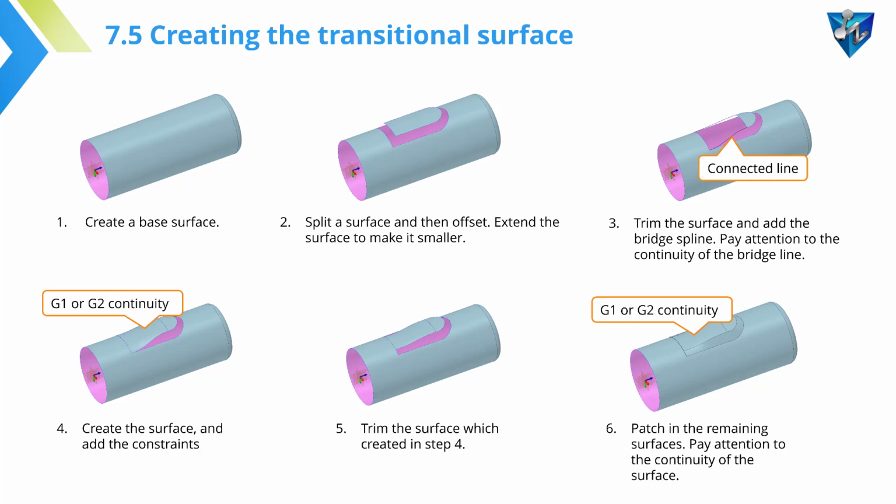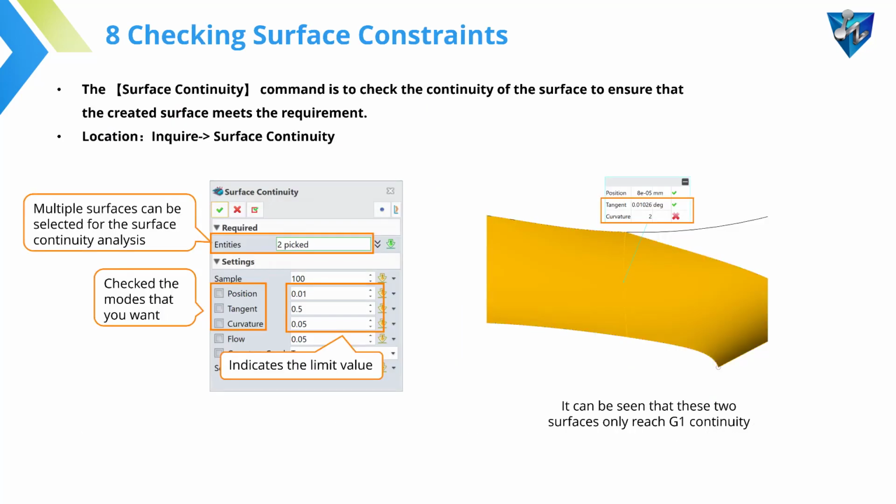I will show how to create the transitional surface in ZW3D. Finally, there is a checking tool for surface continuity. You can use this command to check the continuity of the surface. Only select the surfaces and then set check the continuity. The result will display. Okay, all of these are the advanced surface. Let's move on to ZW3D to show you more detail.